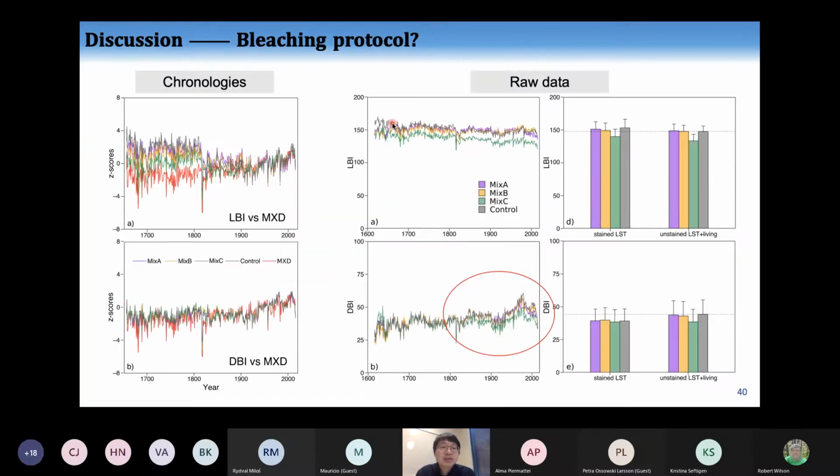My second topic is related to the bleaching protocol, because I've heard that some researchers are thinking of using a bleaching protocol to overcome the discoloration issue for blue intensity. I'm personally quite conservative about it, because in my experiment with the delta blue intensity, we found that bleaching protocols could alter the delta blue intensity data, I mean the raw data, compared to the other chemically treated samples or the untreated samples. This offset between the green curves and the other colors suggests that something has already been altered, but we are not clear what it is.